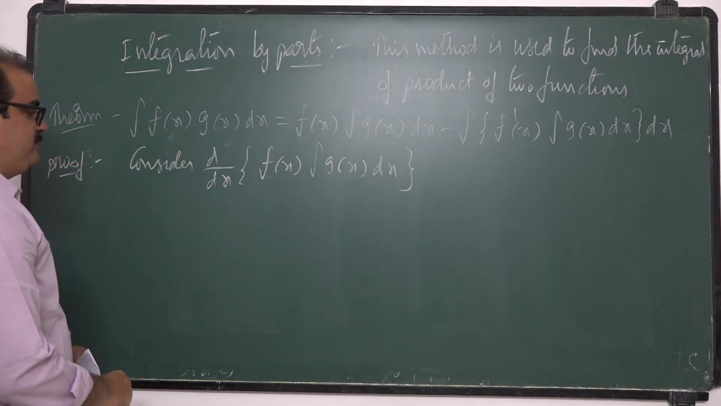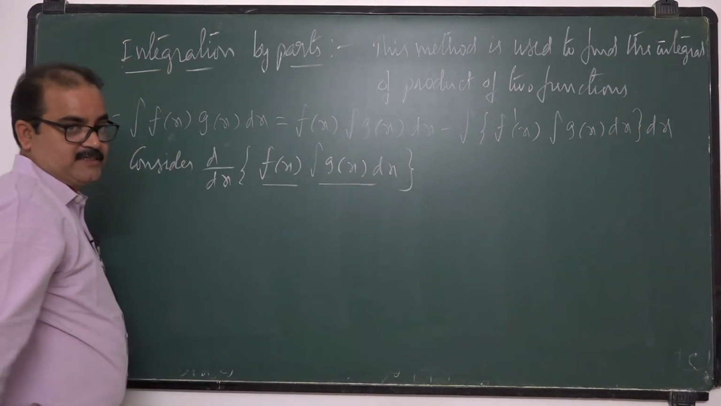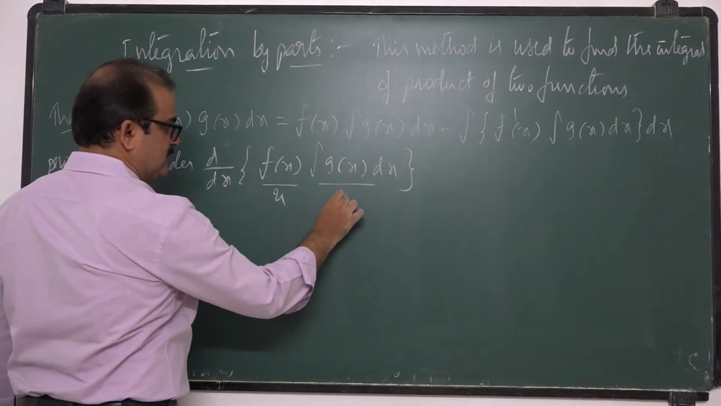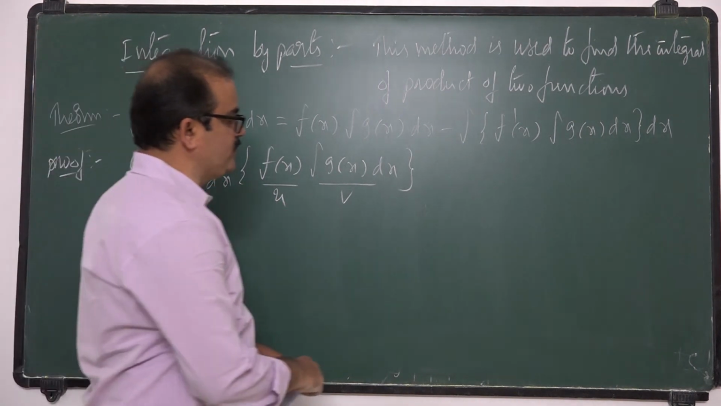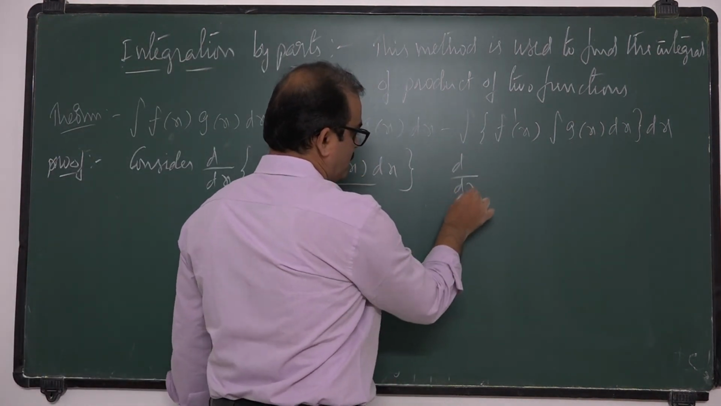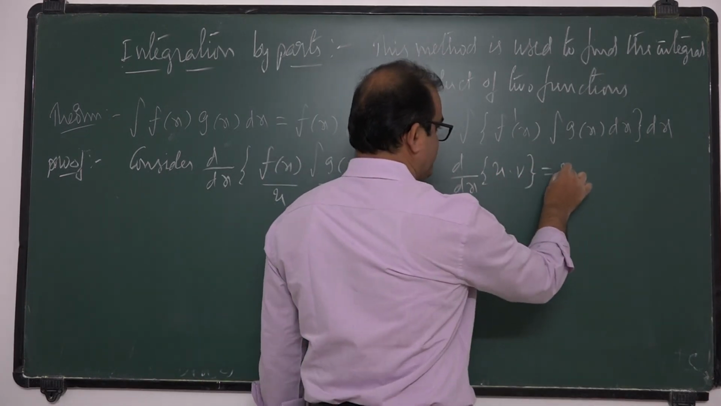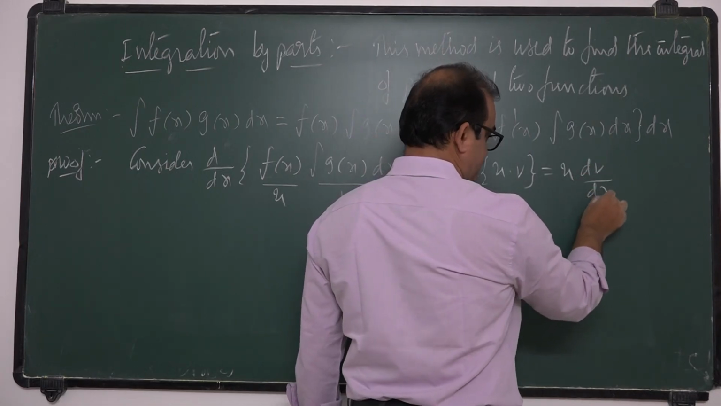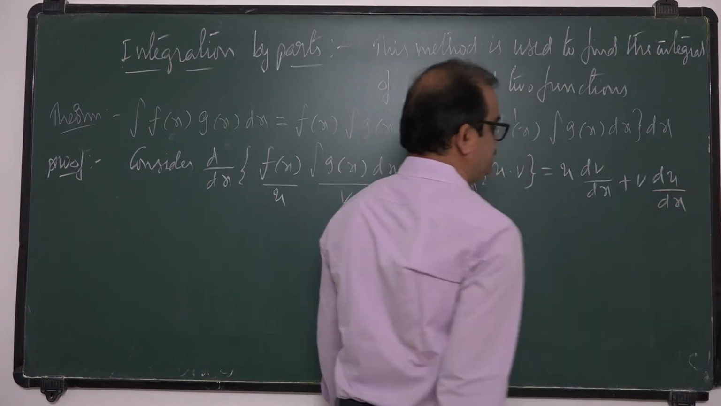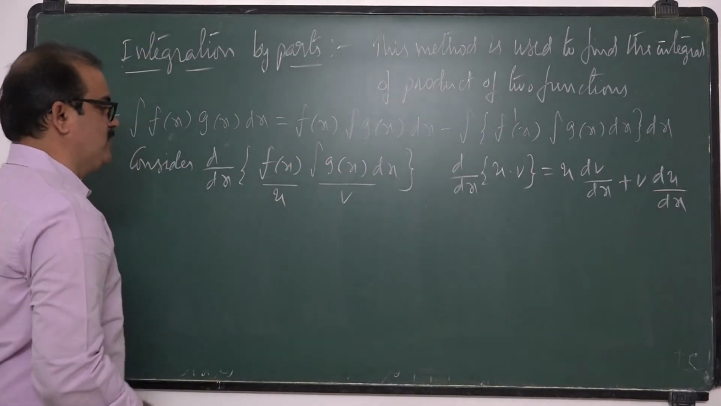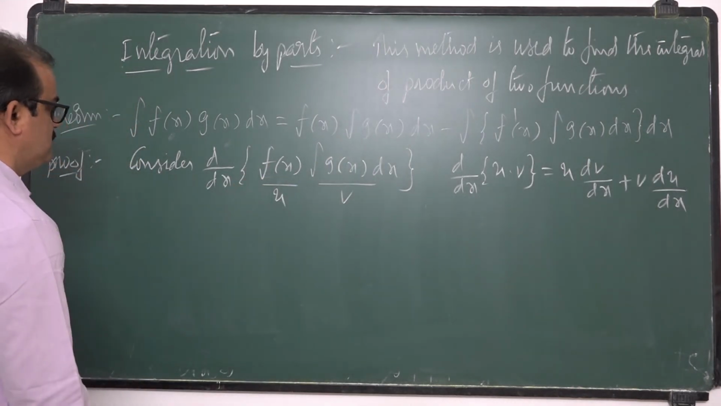Now you see here, this is one function and this is another function. Take this function as u and this function as v. We know in derivatives, what is d by dx of u into v? In derivatives, what is the product of two functions? First function into derivative of second function plus second function into derivative of first function. You apply that formula. Take u is equal to f of x, v is equal to integral g of x.